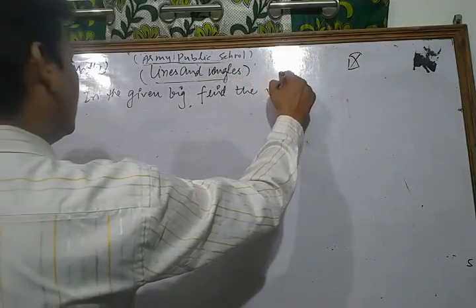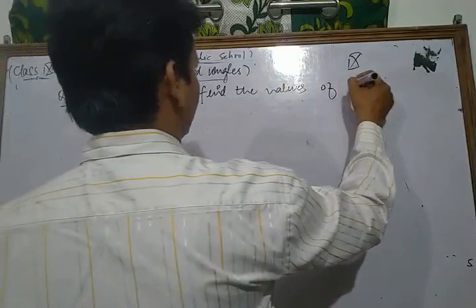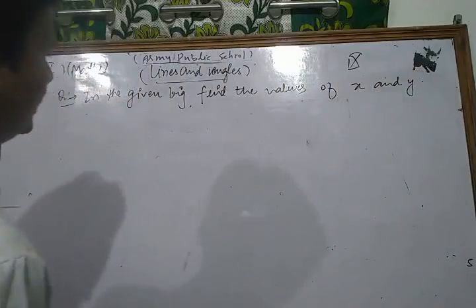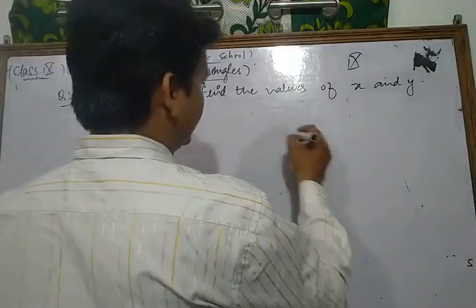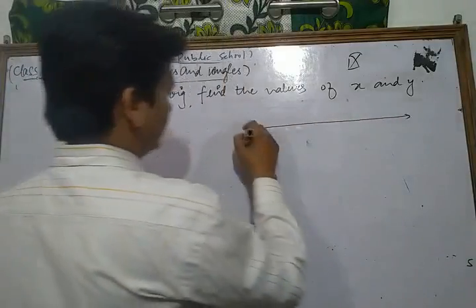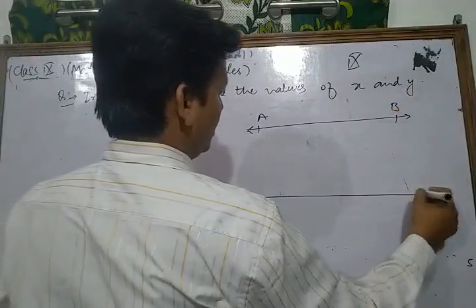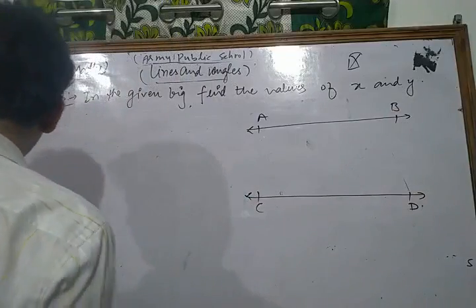Find the values of x and y. In the given figure, AB and CD are two parallel lines. Here this is AB and CD, two parallel lines.